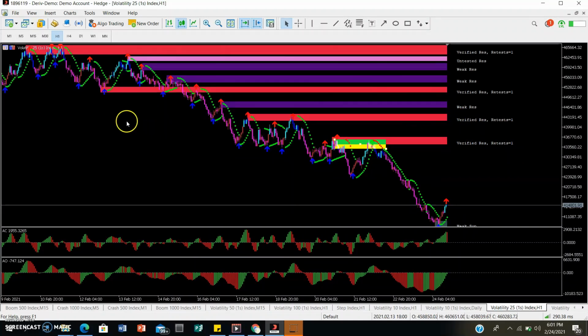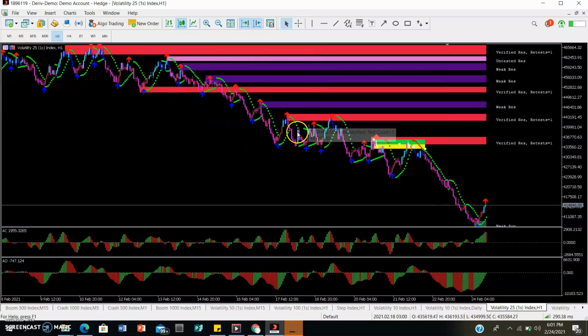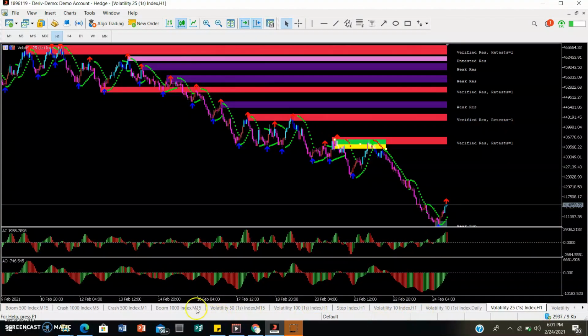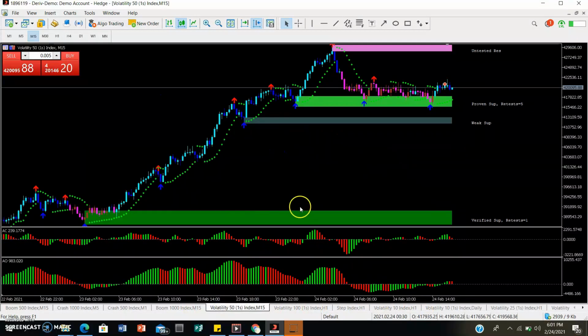Also for our support, let me look for where we're getting some support. Was it V20? Okay, so for this V50 1S, we managed to get a proper support zone, which is also proven, right?